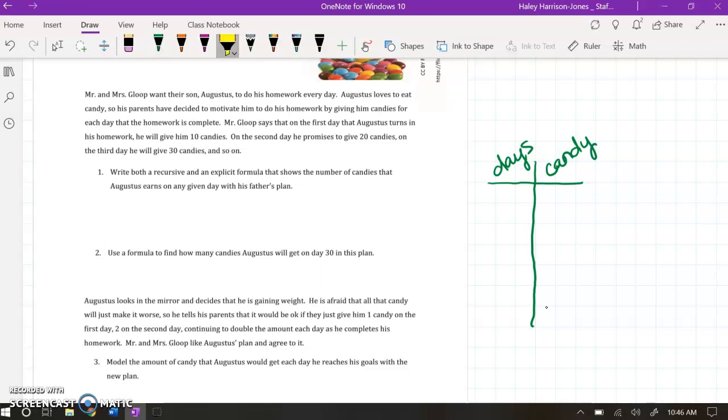Use your formula to find out how many candies Augustus will get on day 30. You're going to need to use your explicit formula because you don't know how many candies he's getting on day 29.